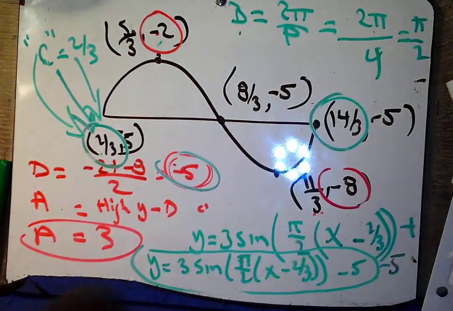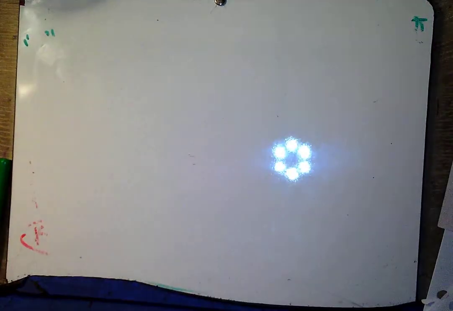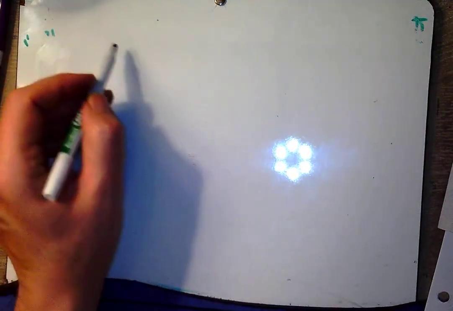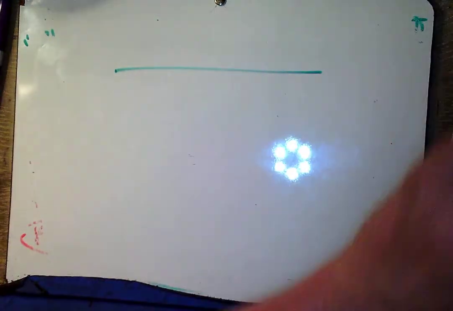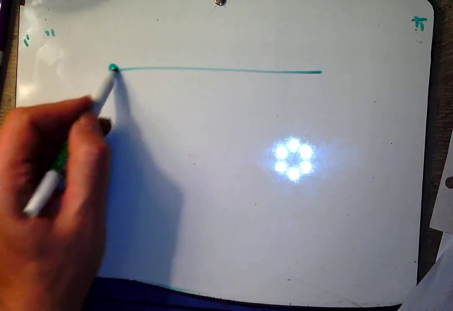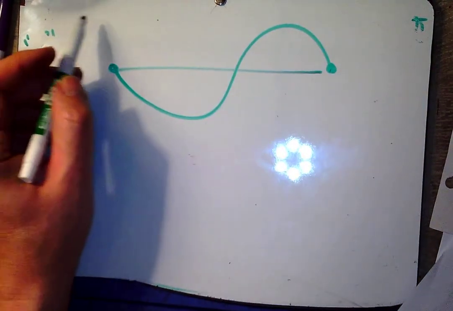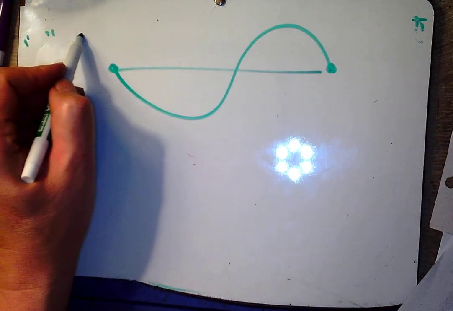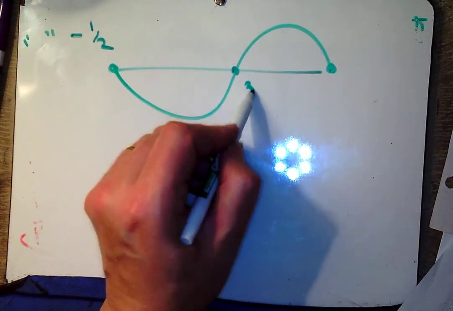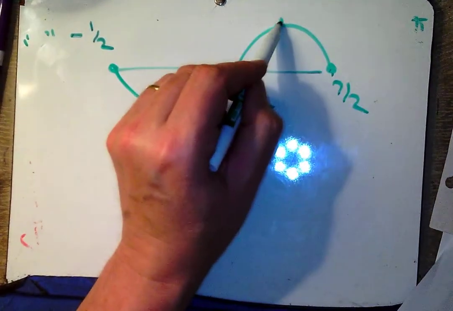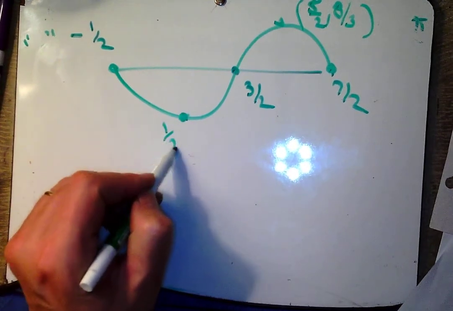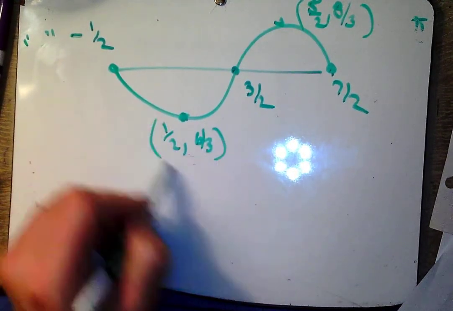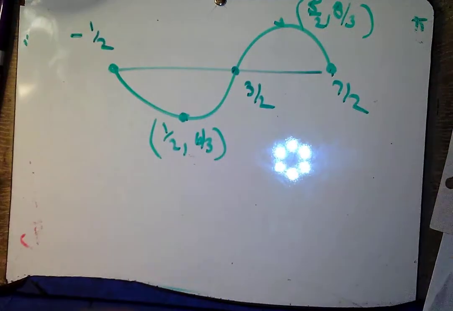Okay, one or two more of these. Let's get you a little more comfortable with them. How about this one? That starts here. Here, this is negative 1/2, this is 3/2, this is 7/2, 5/2, 8/3, and down here we have 1/2, 6/3. Okay, write me the equation for this trig graph.